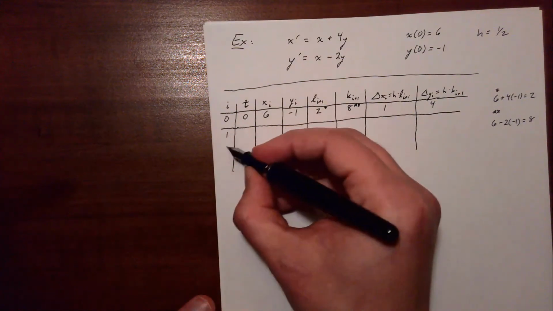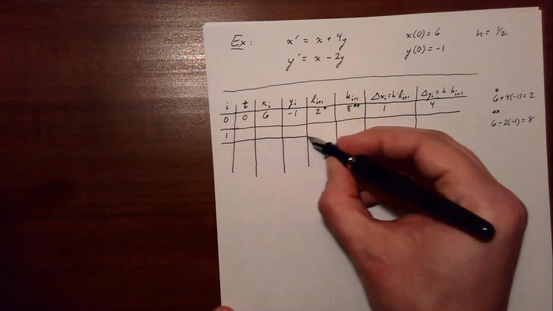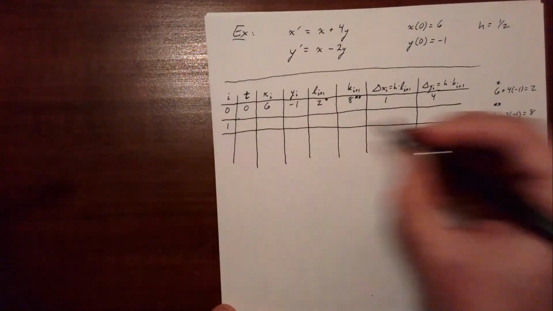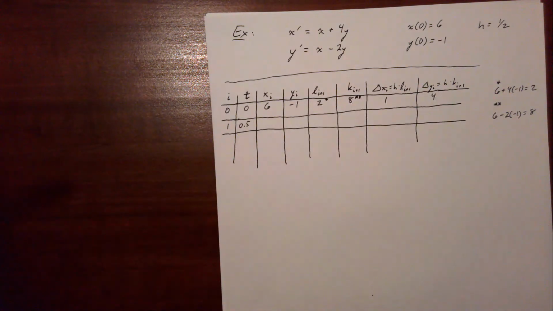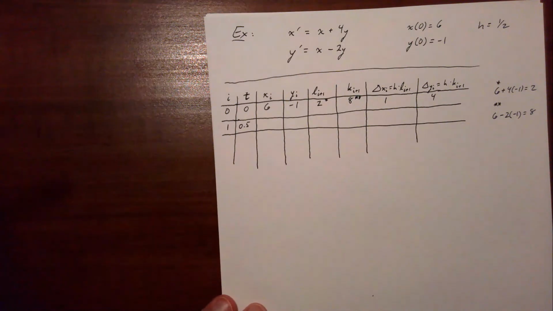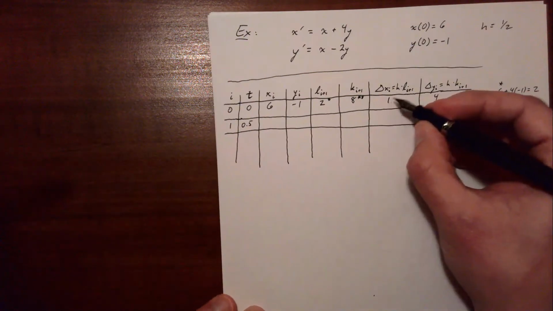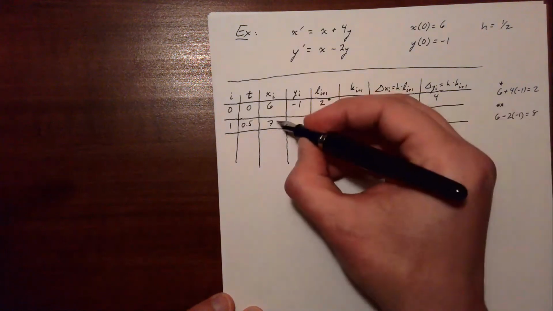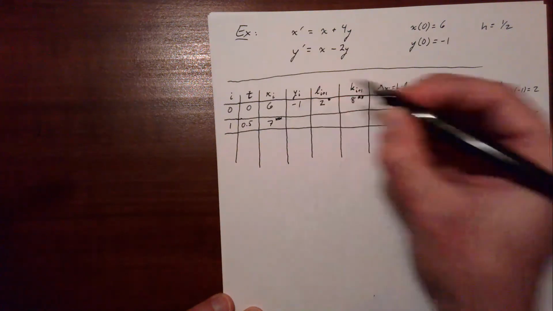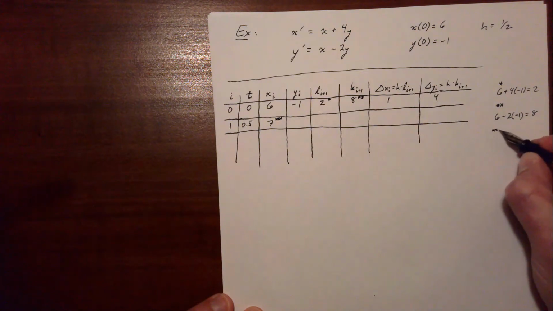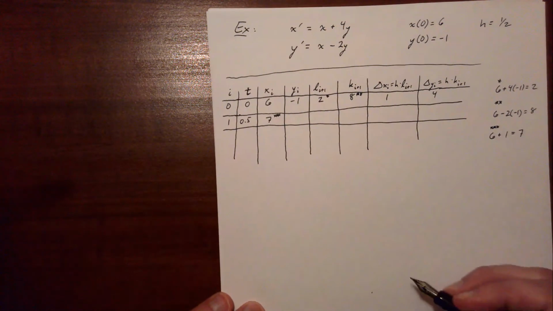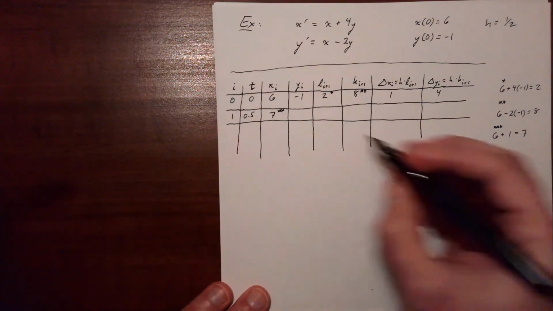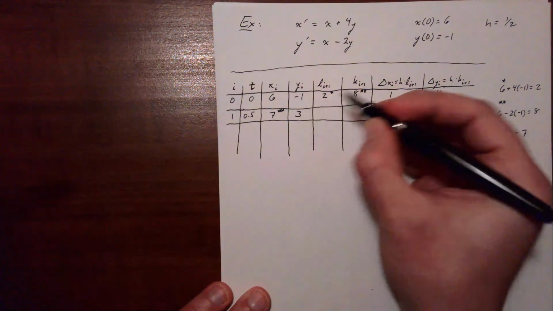Okay, and the next step, and really you don't even need the i's, what you need are the t's. So the next step on the t is going to be 0.5. For the x, the next step is going to be the previous x plus the change in x, which will now make it 7. So that is just 6 plus 1 equals 7. For the new y value, we're going to have -1 plus 4 equals 3.